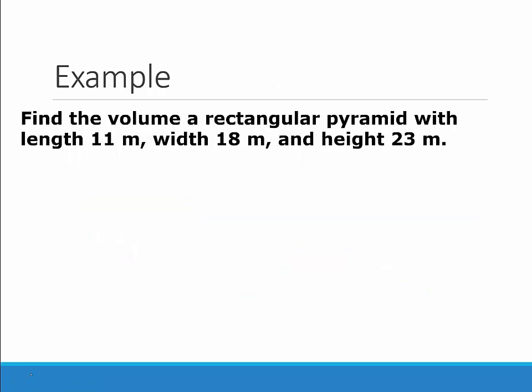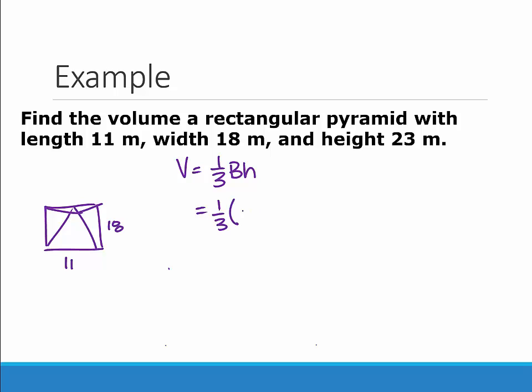So you'll get some easy problems like this where it says find the volume of a rectangular pyramid with a length of 11, a width of 18, and a height of 23. So you have a rectangular pyramid, this all comes to a point here, and it tells you that the length is 11, the width is 18, and then the height of it is 23. So when we do the volume, 1/3 base times height, we're going to multiply 1/3 times the base, which is 11 times 18 because it's a rectangle, times the height of my pyramid, which is 23.